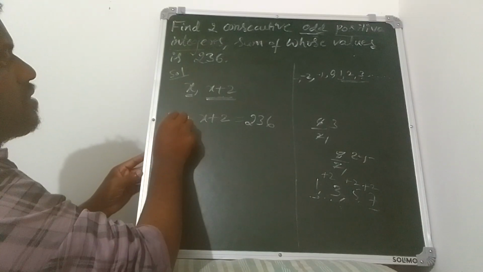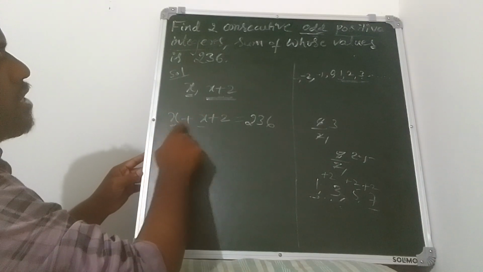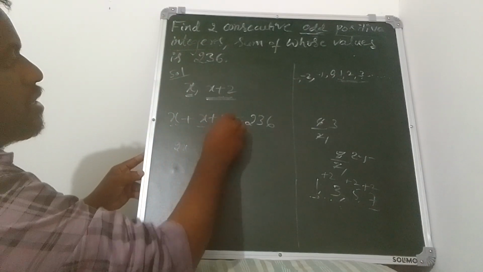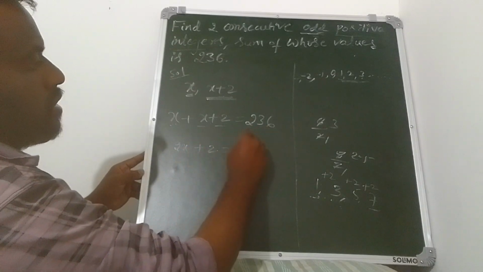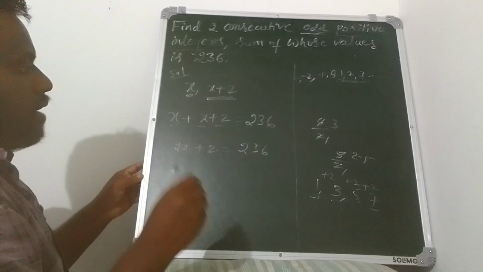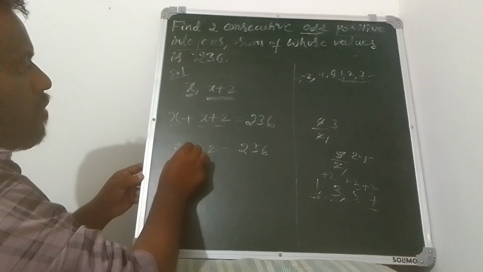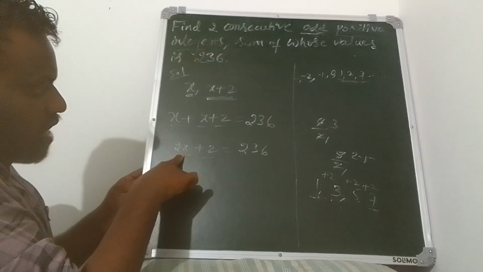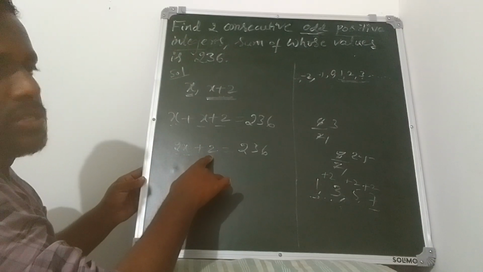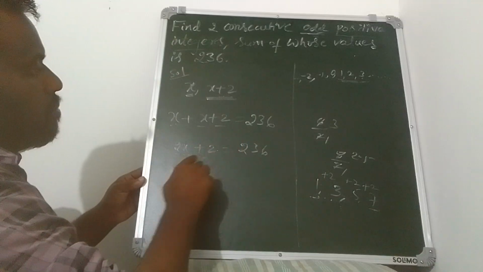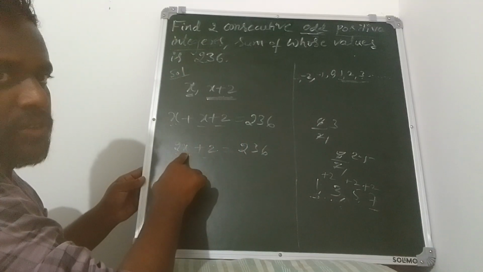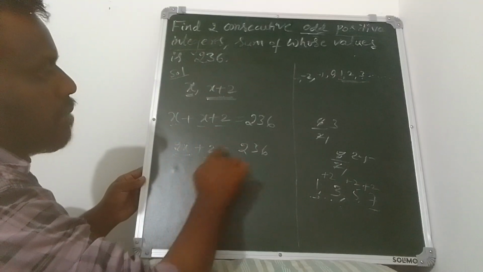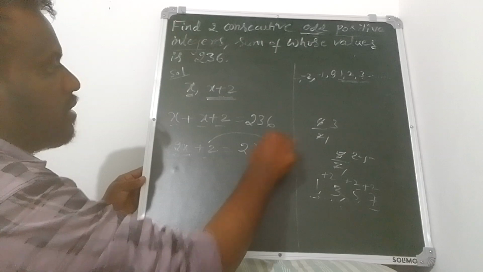Now we need to solve for x. X plus x is 2x, because two x's are there and we are adding, so we get 2x, and this plus 2 is equal to 236. And next we want x only, so we don't want this plus 2. So keep the x term on one side, and the remaining term is 2. Move this to the other side, because we want the x value. So we keep this x term here and move the remaining number to this side. Plus 2, I am moving to this side.